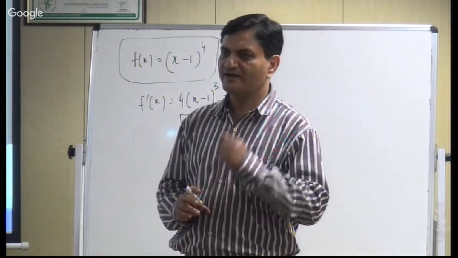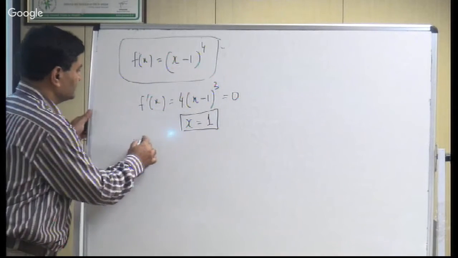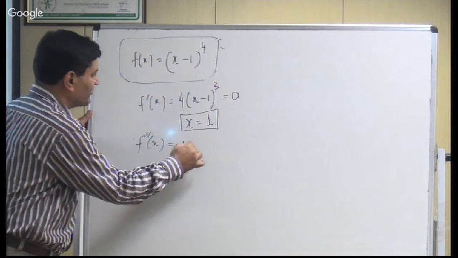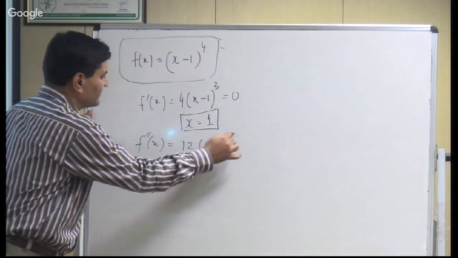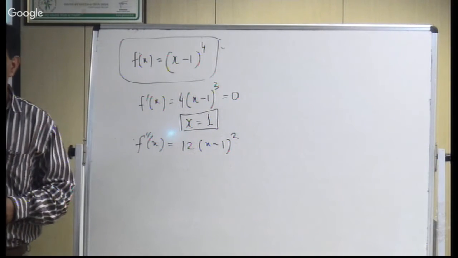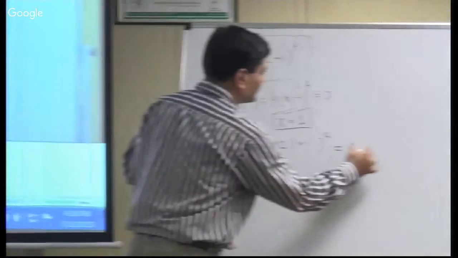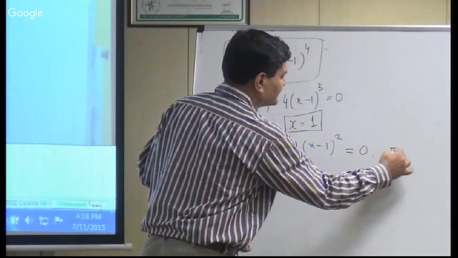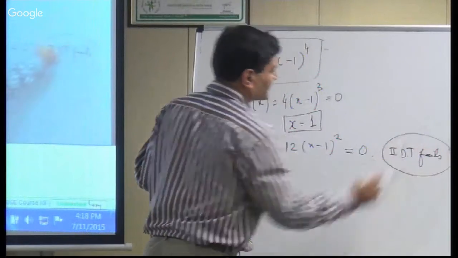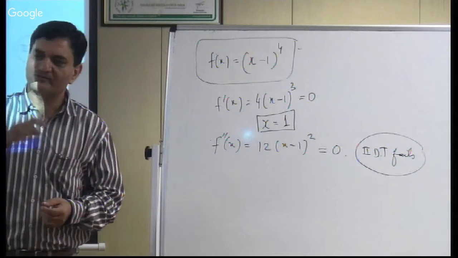Now how do we find whether it is a point of local maxima or minima? If you find the second derivative, it will come out to be 12 (x minus 1) squared. Now the second derivative at x equal to 1 is 0. So the second derivative test fails. It is not able to give us a satisfactory answer. So we revert back to the first derivative.